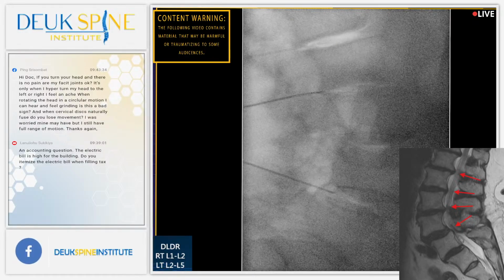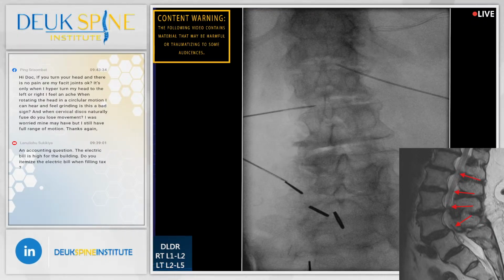Saying, if you turn your head, I think we're lateral. And go ahead, give me an AP. And there is no pain. Are my facet joints okay? It's only when I hyper-turn my head to the left or right I feel an ache. When rotating the head in a circular motion, I can hear and feel grinding. Is this a bad sign? And do cervical discs naturally fuse? And when cervical discs naturally fuse, do you lose movement? I was worried mine may have, but I still have full range of motion. Thanks again.